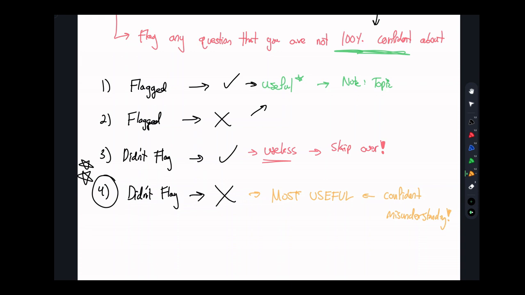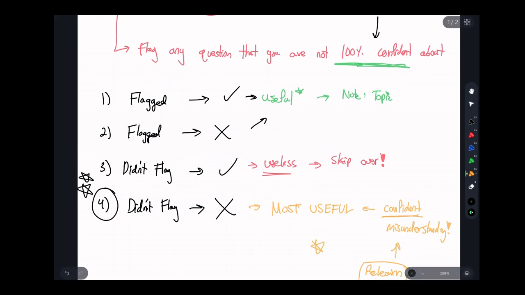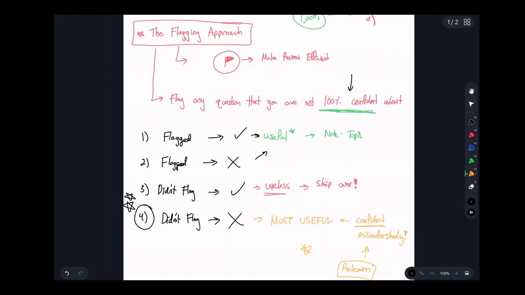So if you have some sort of fundamental misunderstanding that you're confident about, that requires you to relearn the material. Right? You need to make sure that you don't make that confident misunderstanding again in the future. So these are always worth reviewing. And so effectively, by flagging your questions that you're not 100% confident about, you're able to skip over these useless situations, really focus in on the valuable review problems, and with these other cases, just note some content you might need to review.